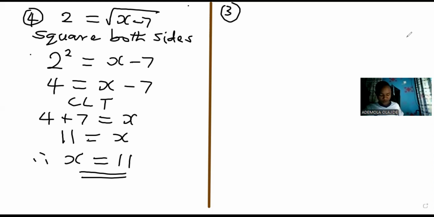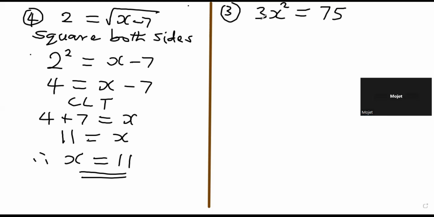For the third one, what we have is 3x squared equals 75. Look at this one. If you want to solve this equation, you know solving implies we try and move away every other thing around the letter, every other obstacle around the letter. Like this coefficient 3, we remove it, and this power 2, because it is squared, we also remove it.